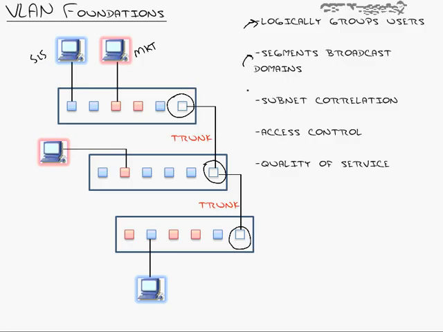So the VLAN segments broadcast domains, and it also correlates to a subnet. I actually saw a statement on Cisco's website when I was looking for some VLAN information. I thought it was great.